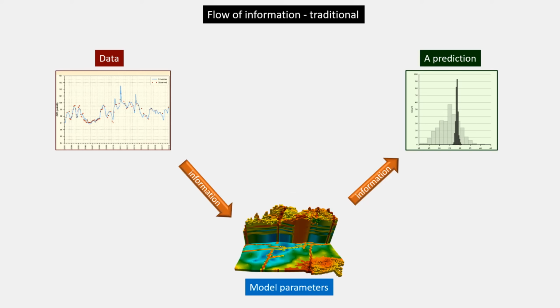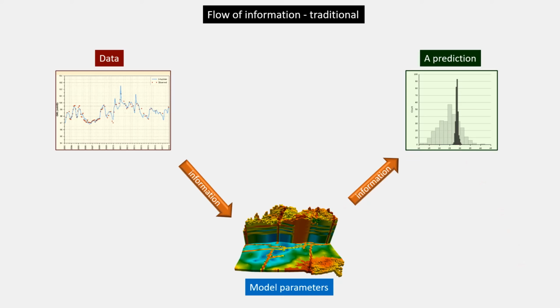Let's look at our traditional workflow again, but let's look at it this time from the point of view of flow of information. When we do things in the way I've just described, traditionally through parameter adjustment, information flows from data to parameters as they're adjusted. These become the receptacles for information provided by the model. Information then flows to the prediction that I care about.